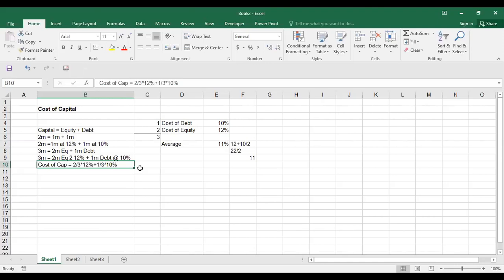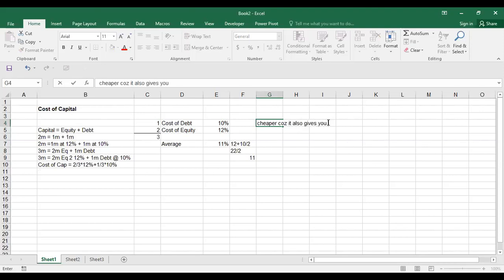Now you should also understand that when you take debt, it becomes cheaper to you. Debt is cheaper because it also gives you a tax benefit. Tax benefit means that when you take debt, you record this interest cost as your expense and your tax liability becomes less. That is called tax benefit. I think I have explained this concept before, but let me explain it again. It will take me 1 minute, but I just want to show you how it works.